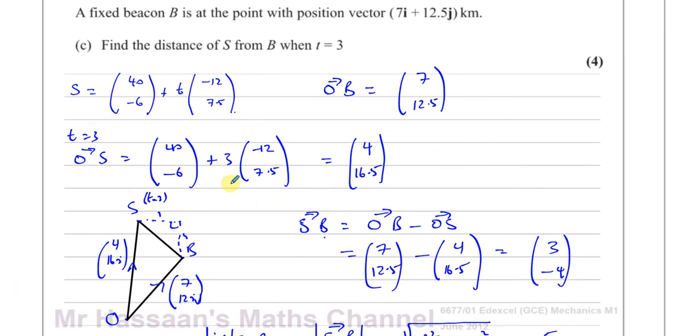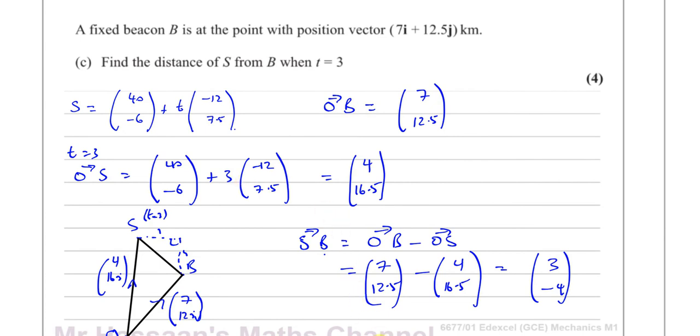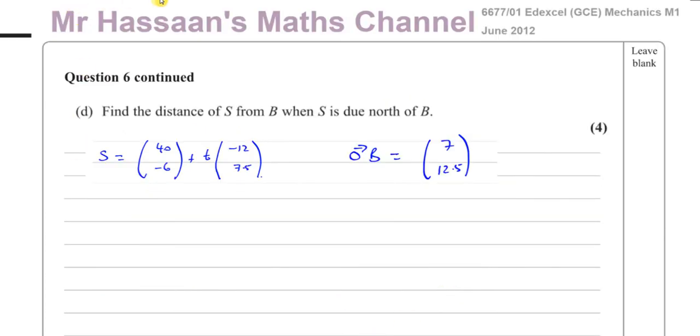Okay, so let's say we had this: the position vector of S at any time t, and this is the position vector of the beacon, when S is due north of B. If you think about it, if S is due north of B, then there's S and there's B.